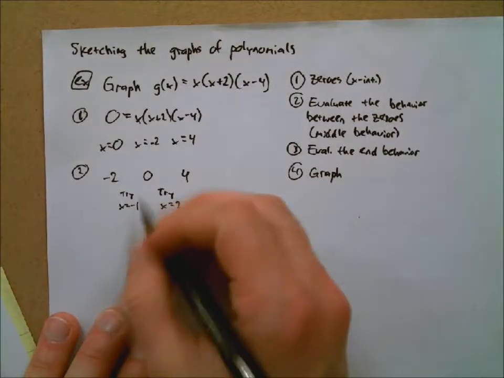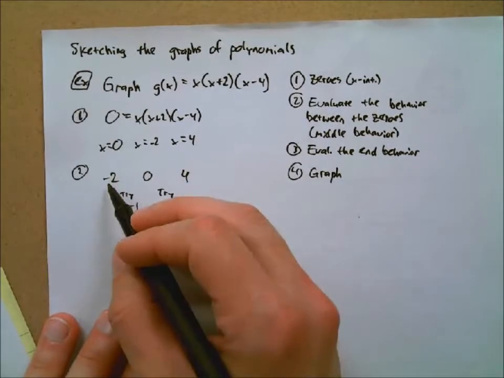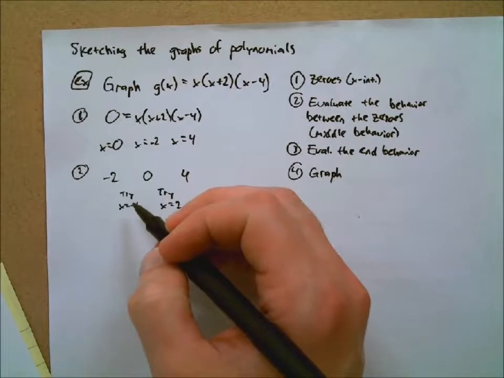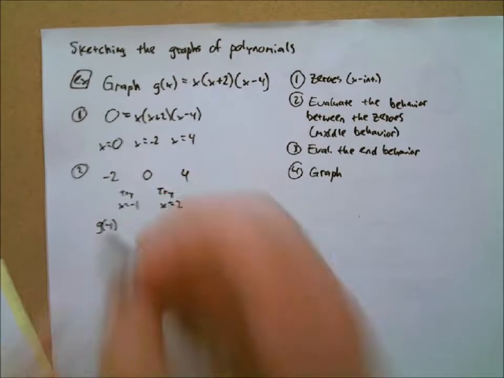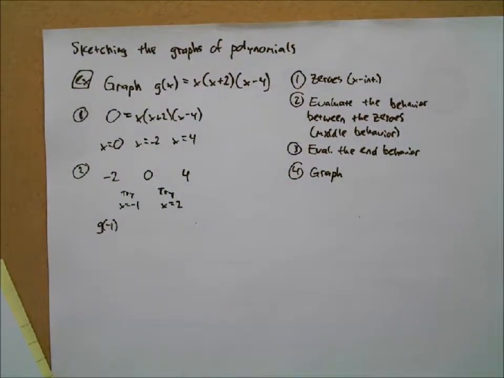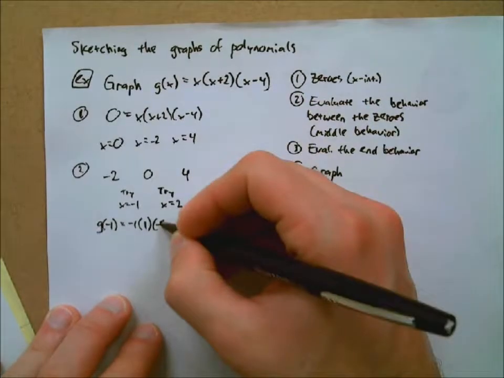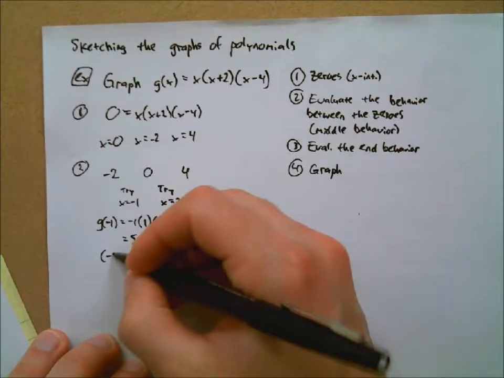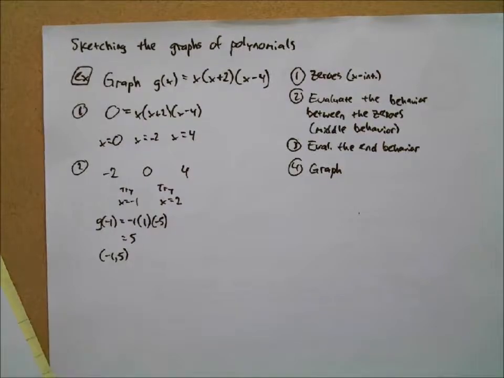So I want to figure out what's happening in my graph between -2 and 0. I know at -2, we're on the x-axis. At 0, we're on the x-axis. But what's happening in between? Are we going up and then back down? Are we going down and then back up? So I'm going to plug this into the function g and find g of -1. Plugging it back in, I get -1 times 1 times -5, which gives me 5. And so I now have the point (-1, 5). So we can see that between -2 and 0, we're going to go up and then back down.